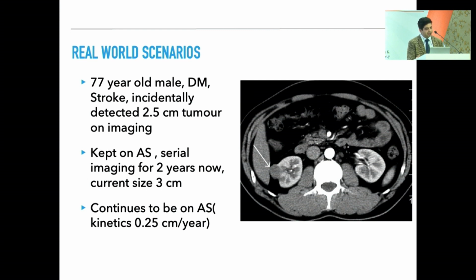So let's go through some real world scenarios from my own personal practice. A 77-year-old male, diabetic, who had a stroke 2 years back and was incidentally detected during that episode to have a 2.5 centimeter tumor on imaging. He was kept on active surveillance, serial imaging for 2 years now. The current size is around 3 centimeters. He continues to be on AS with kinetics of around 0.25 centimeter per year.